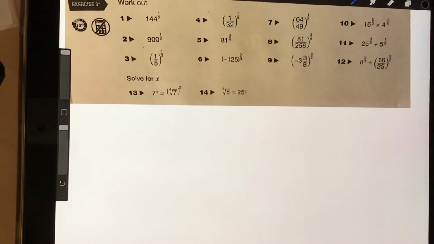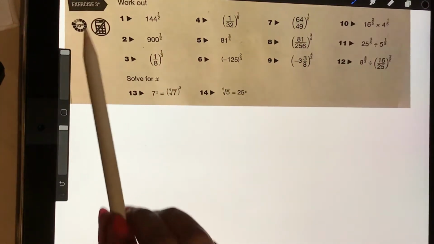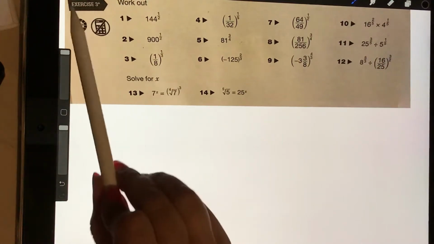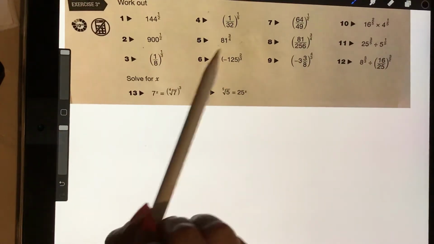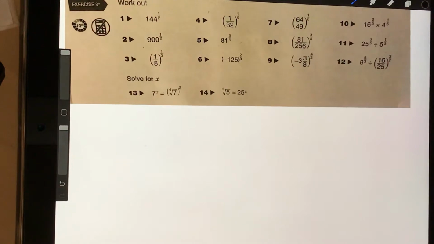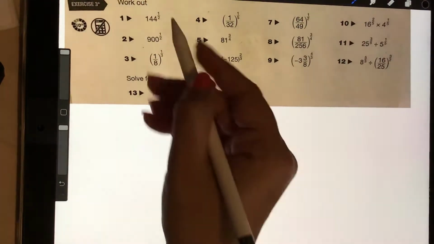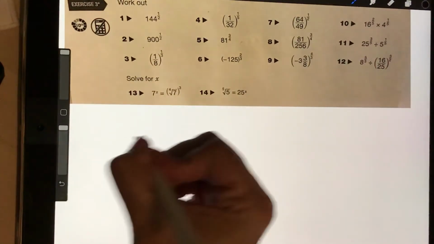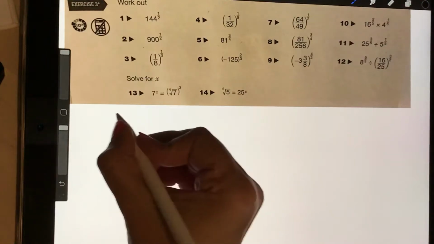Hi everyone, in this video I'm going through fractional indices as shown in class by exercise 3, and this is the extension task 3 star, which basically means it's all level A and A star questions. Right, so the first couple of them are really easy again. It's just straightforward applying your basic rules.